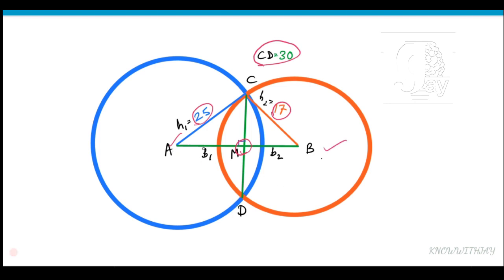Now we need to find the distance of AB. We know the length of CD, so length of CM is half of CD, it should be 15. So now if you see the two right angle triangles, you can easily find the length of AM and BM using Pythagoras Theorem, and then we can add it to get the distance AB.